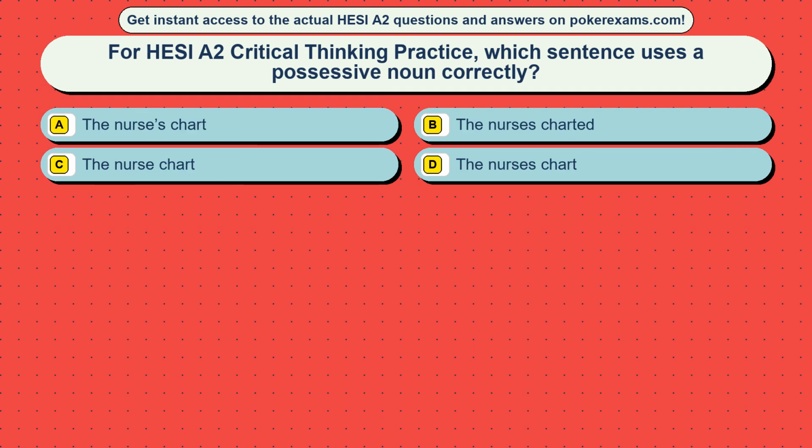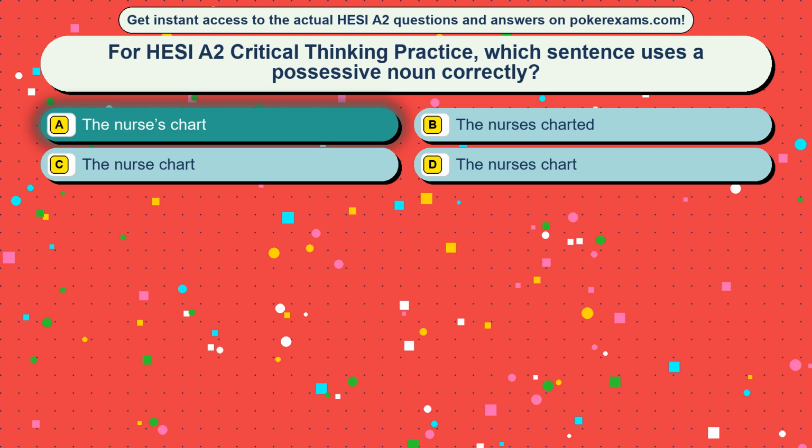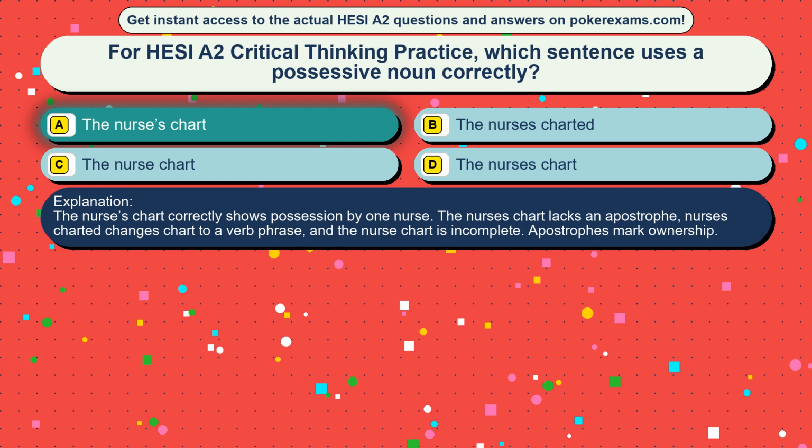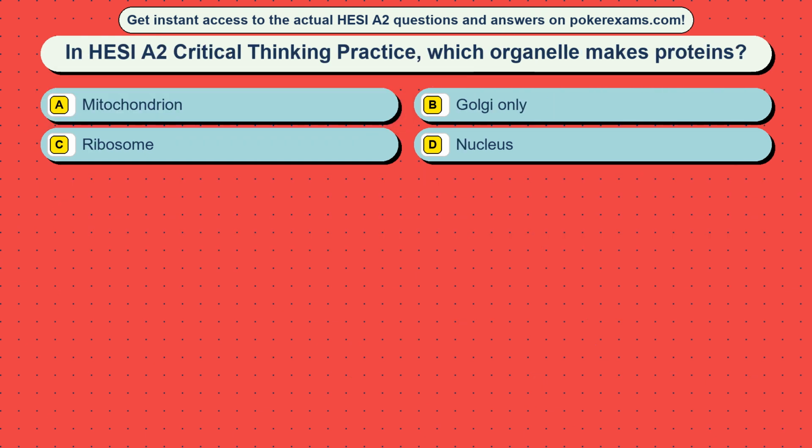Question 22. For HESI A2 critical thinking practice, which sentence uses a possessive noun correctly? Option A, the nurse is chart. Option B, the nurse is charted. Option C, the nurse chart. Option D, the nurse's chart. The correct answer is option D, the nurse's chart. The nurse's chart correctly shows possession by one nurse. The nurse is chart lacks an apostrophe. The nurse is charted changes chart to a verb phrase, and the nurse chart is incomplete. Apostrophes mark ownership.